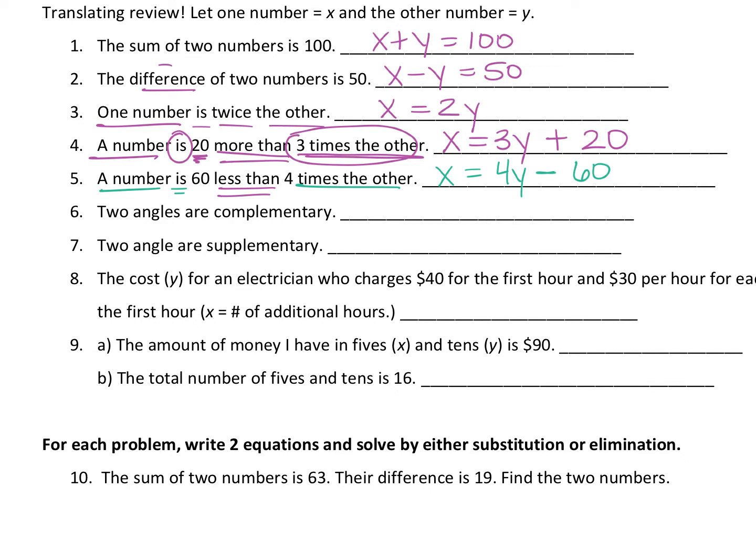If I say two angles are complementary, first of all, what does complementary mean? 90 degrees. So two angles are complementary. How would you write that? X plus y equals 90. So two angles are supplementary. X plus y equals 180, right? If they're supplementary, they add up to 180.